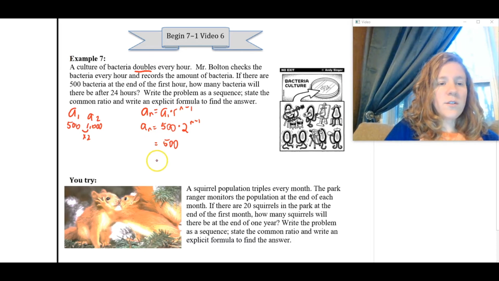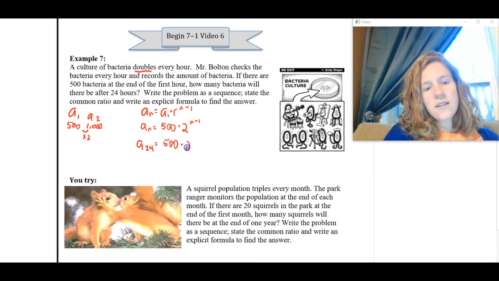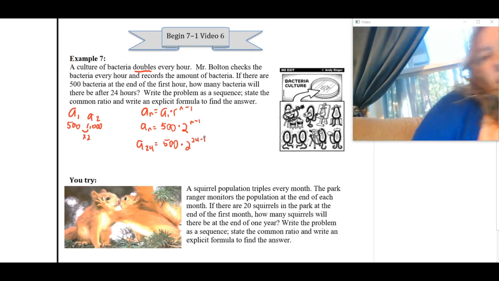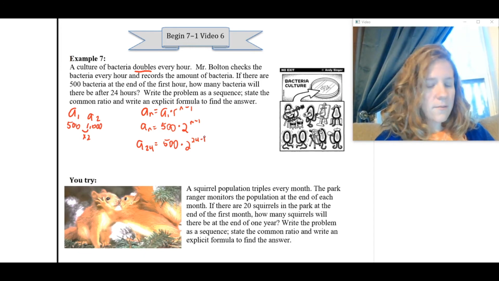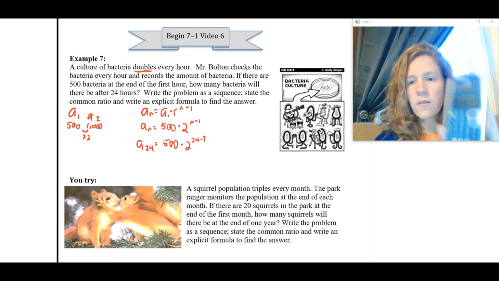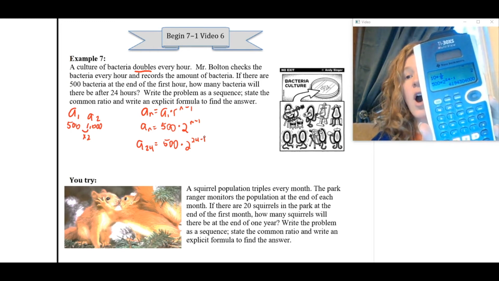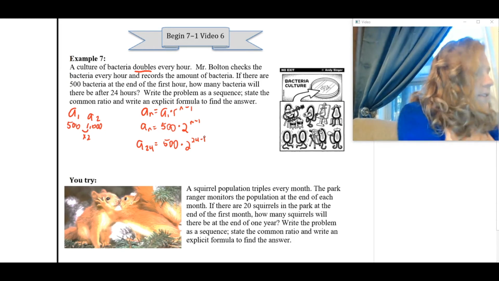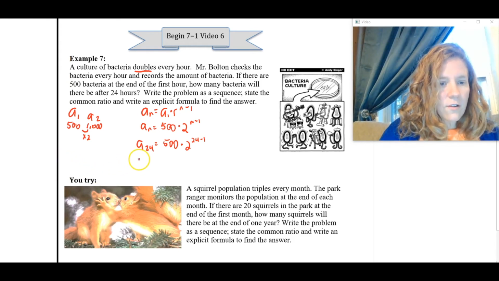So all I have to do is say A sub 24 equals 500 times 2 raised to the 24 minus 1. And then I'm going to grab my calculator. And I'm going to say 500 times 2 raised to the 24 minus 1. So I'm putting that in. And when I hit enter, it gives me a really huge number. But we're talking about bacteria. They grow fast. So make sure you count your zeros correctly.